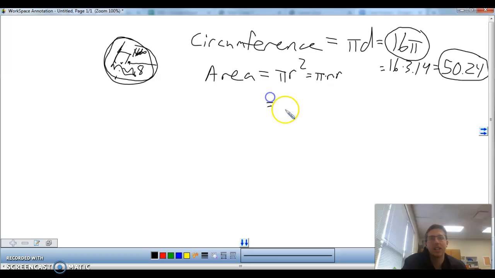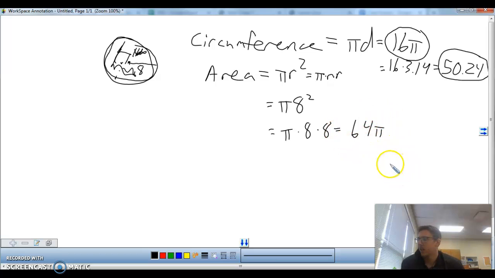Okay? So we've got pi times 8 squared, which is pi times 8 times 8, which is 64 pi. If they tell you to leave your answer in terms of pi, that's your answer. If they tell you to use 3.14 for pi, your answer would be 200.96. Okay, that's your area.